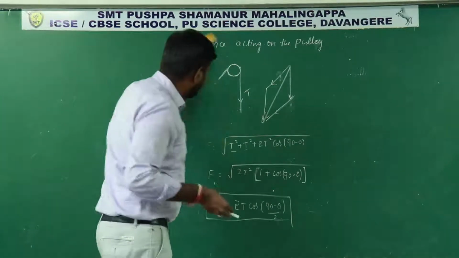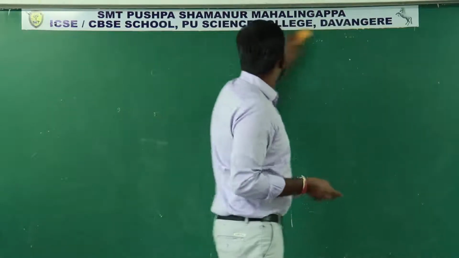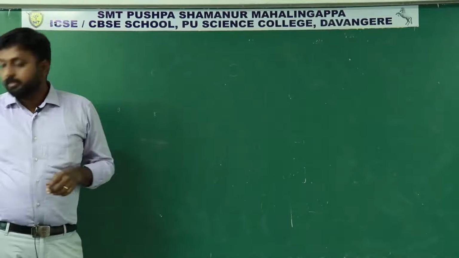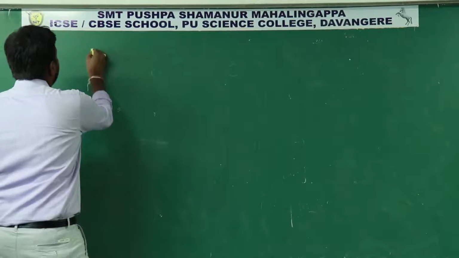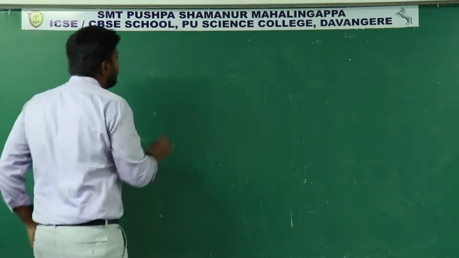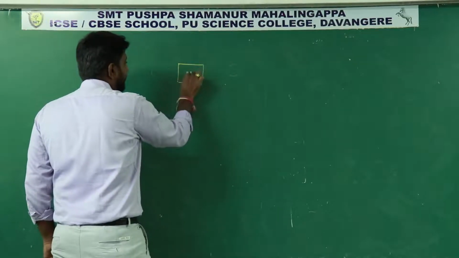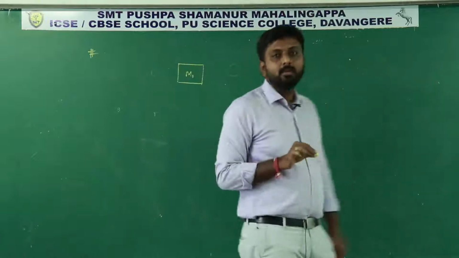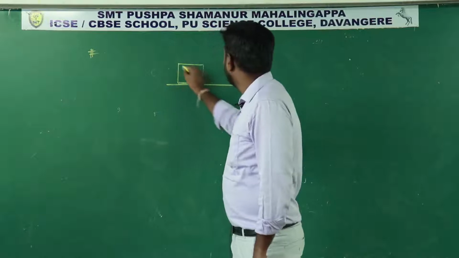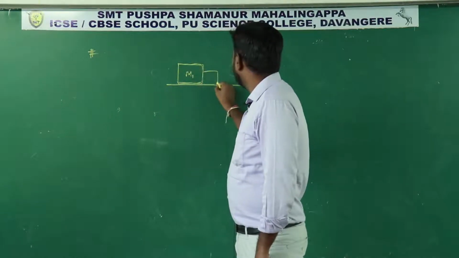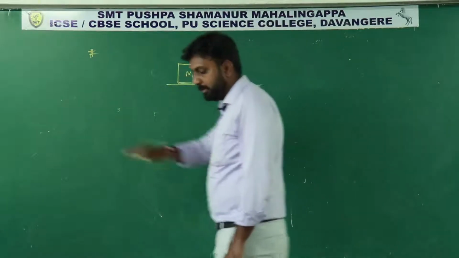And next, let us consider this example. So in this example, this is one block, this block's mass is m1, and there is another block, that block's mass is m2, on a frictionless horizontal surface.